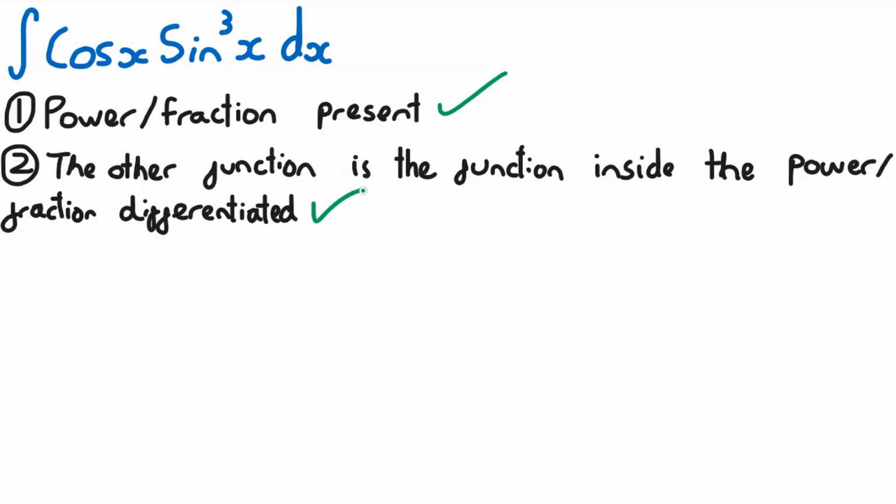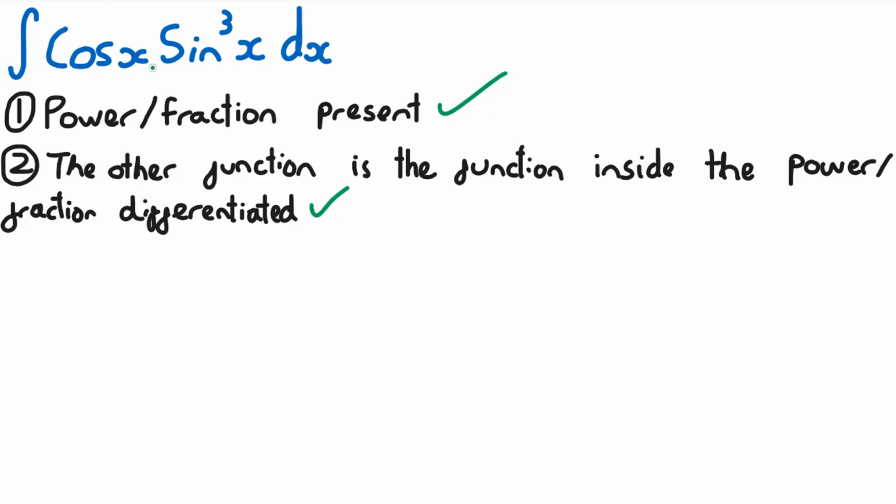So that is what this second clue means: the function inside the power or the fraction, so in this case the power of 3, so the sin x like this. If you differentiate it, which is cos of x, you can see you have cos of x present here as well. So therefore we have both clues present here, so this is suggesting that we can use the reverse chain rule to integrate this. So what do we actually do?